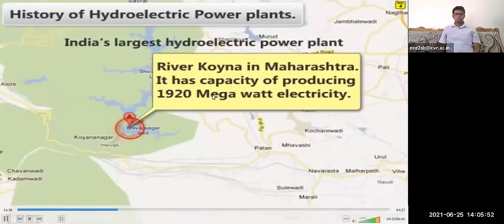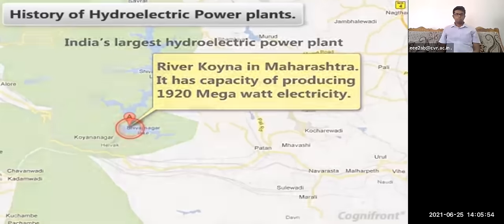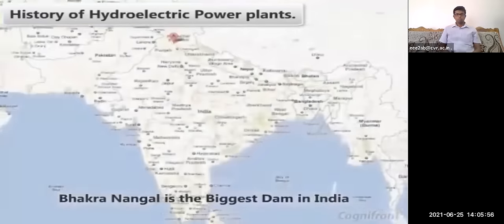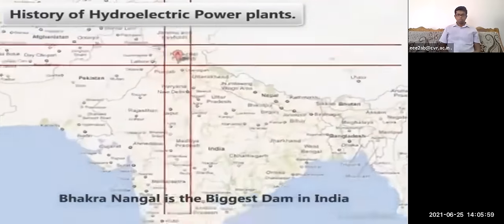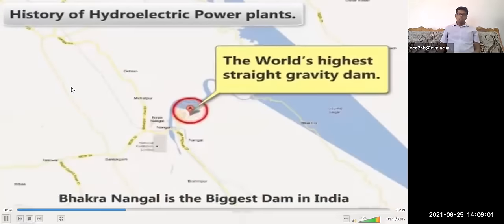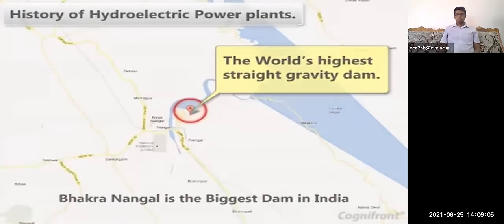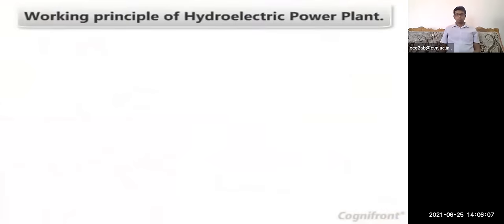Capacity of producing 1920 megawatt electricity. Bhakra Nangal is the biggest dam in India as well as the world's highest straight gravity dam.